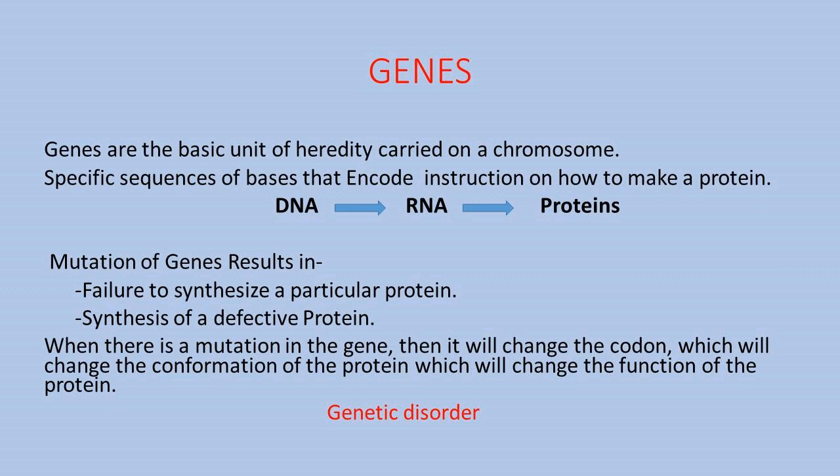Mutation of a gene results in failure to synthesize a particular protein or synthesis of a defective protein. When this mutation of a gene occurs, it leads to a genetic disorder. A genetic disorder is a health problem caused by one or more abnormalities in the genome.